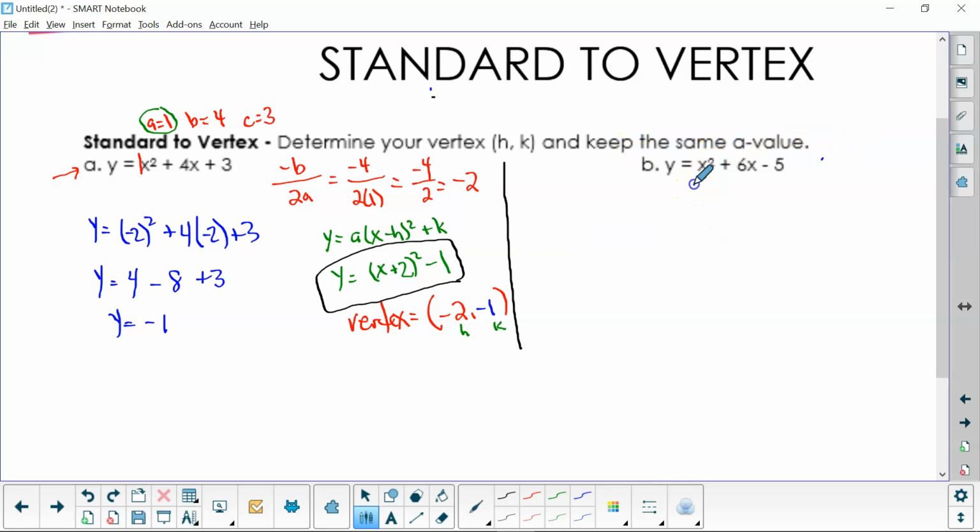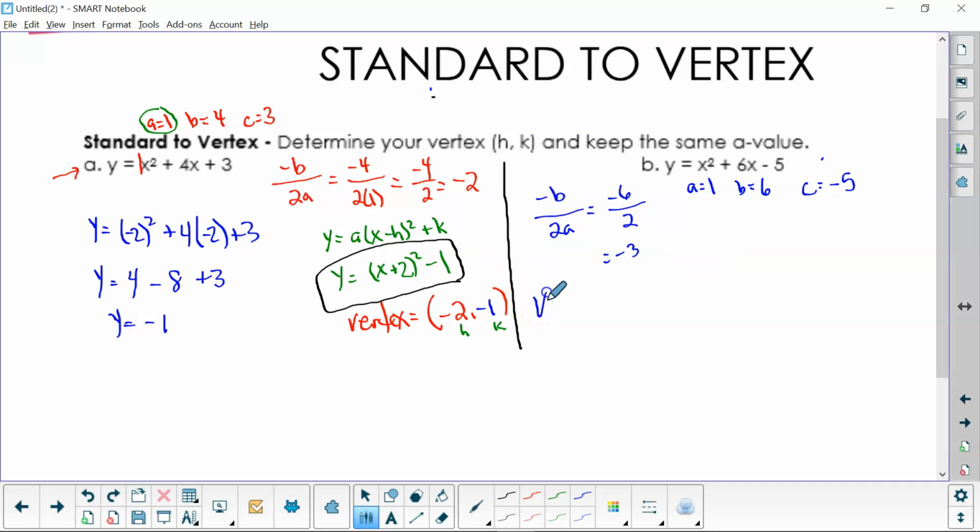We can see that a equals 1, b equals 6, and c equals negative 5. We know that our y-intercept would be (0, negative 5), but that's not what we're about. We need to determine the vertex. Our vertex formula is negative b over 2a, so we plug that in. Negative 6 over 2 times 1 is negative 6 over 2, so that equals negative 3.